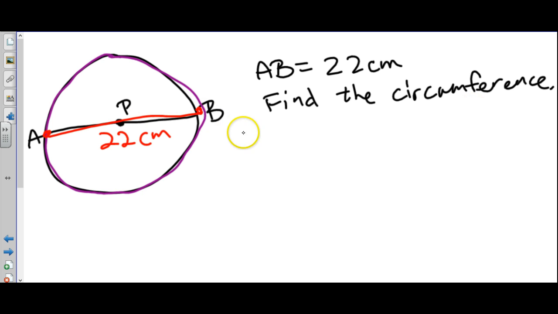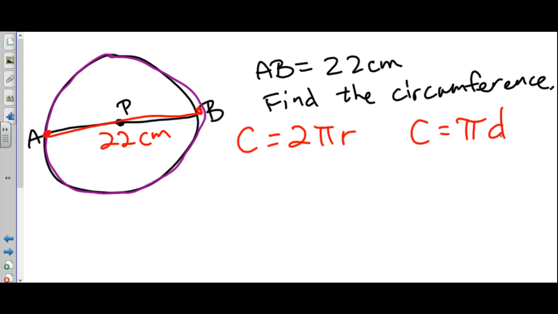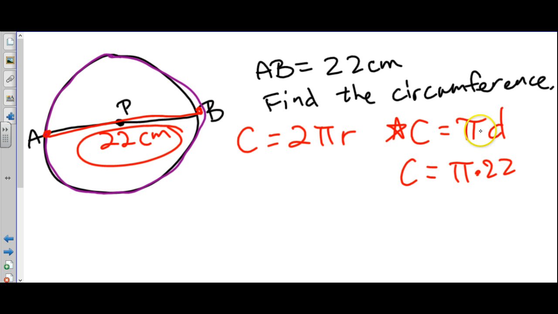So when we're finding circumference, there are 2 formulas, depending on whether you're given the radius or the diameter. C equals 2 pi r, or C equals pi times diameter. In this particular case, we're given diameter, so we're going to use the pi times diameter formula. So we're going to replace the letter D with 22. Now even though it's not written, really we're multiplying there. So pi times 22.